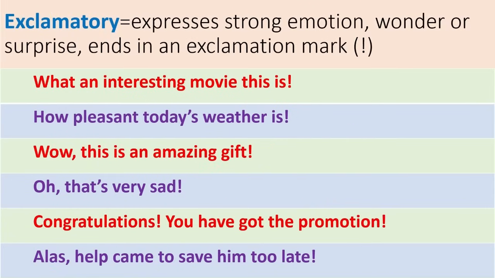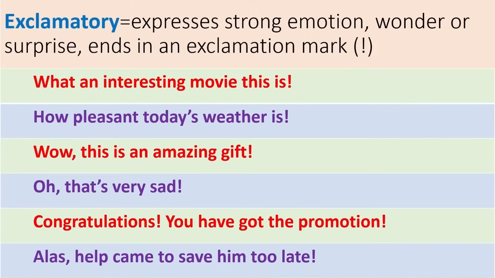This type of sentence, exclamatory, is not a very common form. We use it only when we want to express a strong emotion or we want to show surprise or wonder. And the end of the sentence always has an exclamation mark. I have put it in brackets. You can see that is called an exclamation mark, a long straight line with a full stop below it. That we call an exclamation mark.